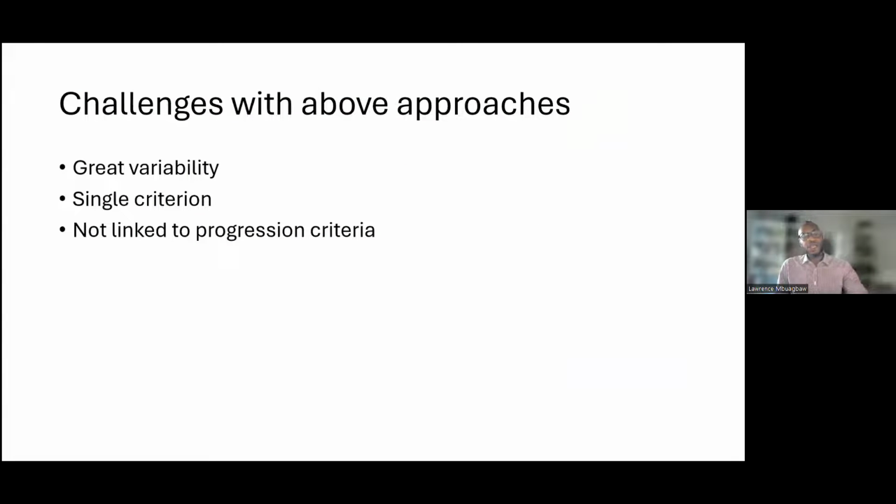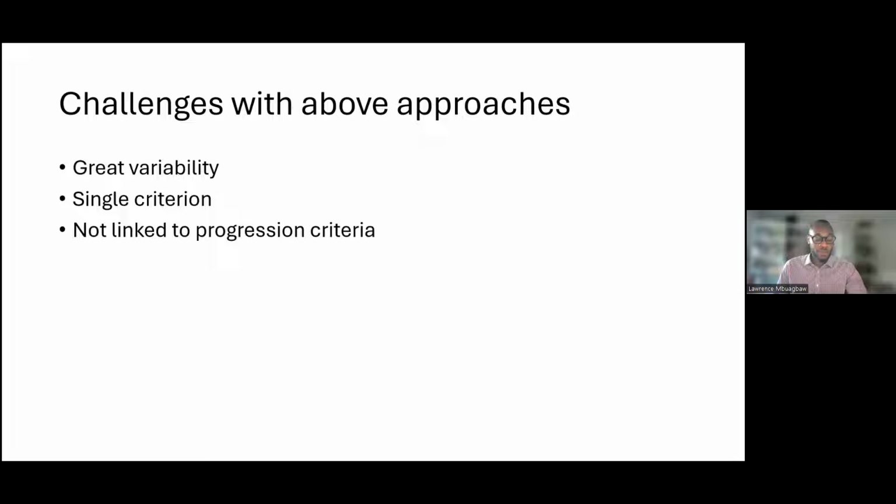So the challenges with the above approaches is that there's great variability, right? Depending on which source you choose, you may end up with a different sample size. And all of these approaches depend on a single criterion. So they may be dependent on your retention rate or your adherence rate or your enrollment rate, right? But you could potentially want to estimate your sample size based on more than one of these feasibility outcomes. And then the last challenge with these approaches is that they're not really linked to the progression criteria.